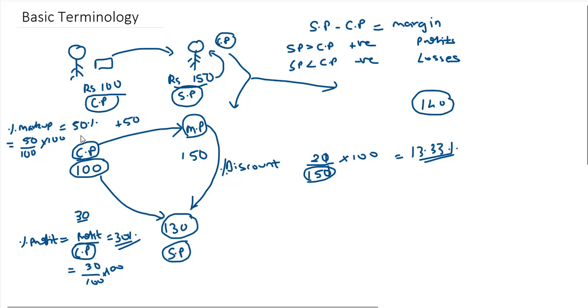This is all about percentage markup, percentage discount, and percentage profit. These are three very important relationships which you need to understand between cost price and mark price, and selling price and cost price. If you are able to understand this difference, you will not face any difficulty in solving these problems. So let us now move ahead.